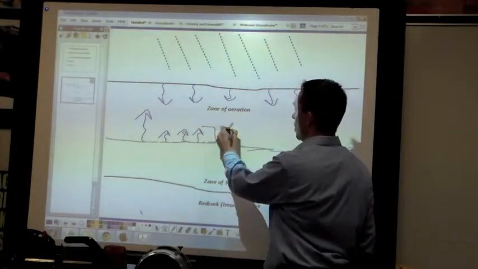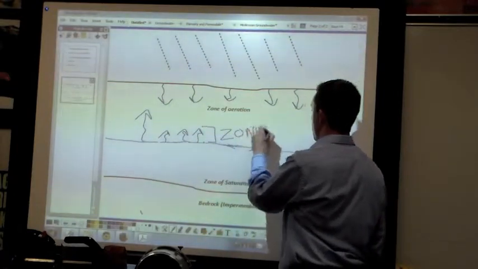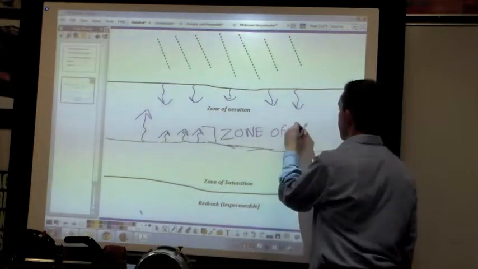So we're going to call this the zone of capillarity.